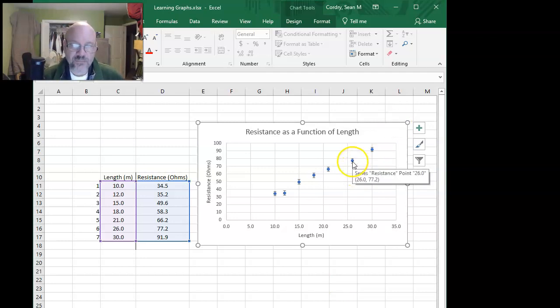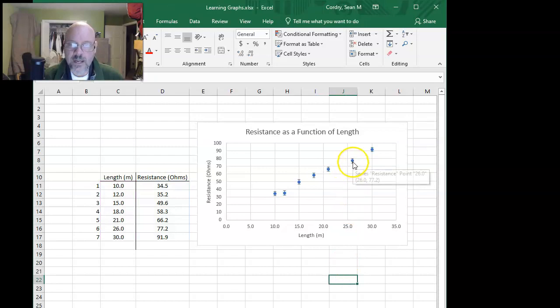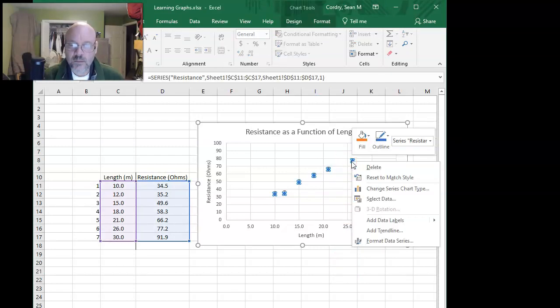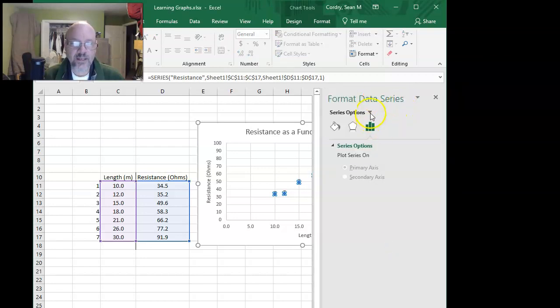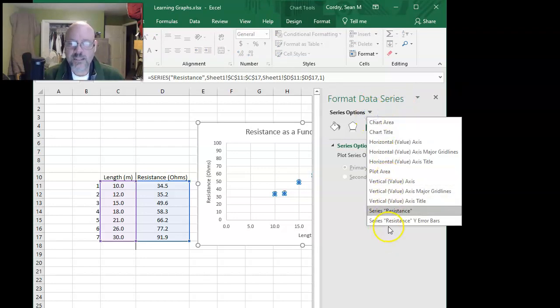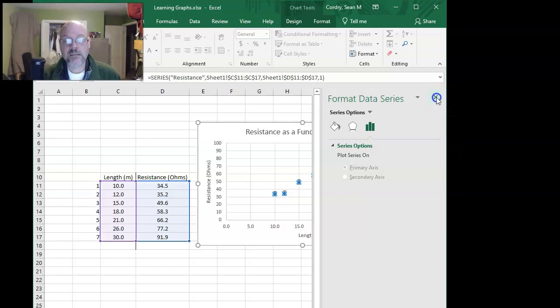To get that format thing, I believe if we right click on that, we're going to get Format Data Series right here. That's going to pull that up. So now we can monkey around with all this stuff over here. We've got a lot of options. You're just going to have to play with it. It can be frustrating, but be patient, hang in there, and you'll get it.